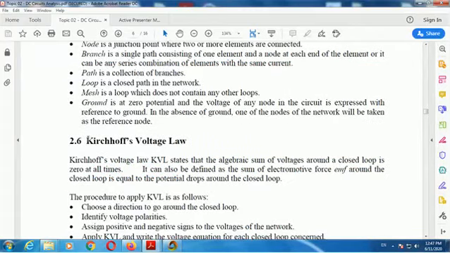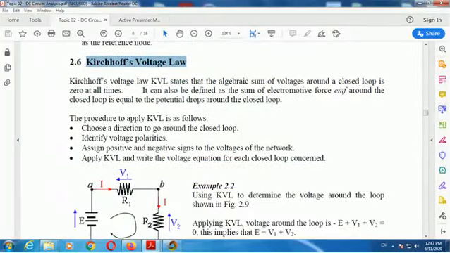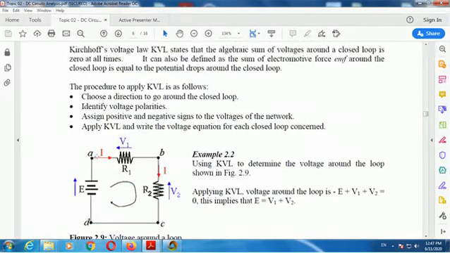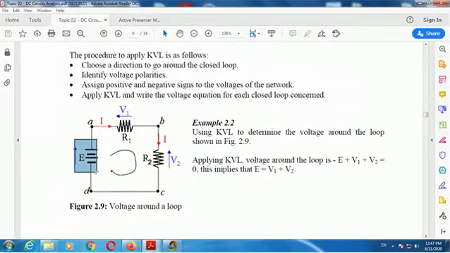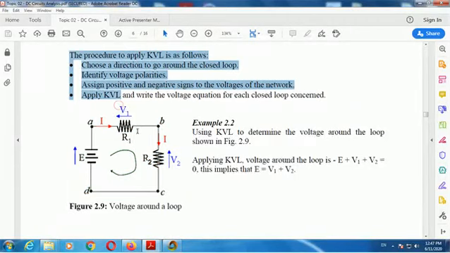Next we study Kirchhoff's voltage law, KVL. It means that the sum of voltage drops around the loop equals the supply voltage. The sum of voltages around a closed loop is zero at all times, or the supply equals the potential drops around the closed loop. Like in this one, E equals V1 plus V2. This is KVL, Kirchhoff's voltage law.